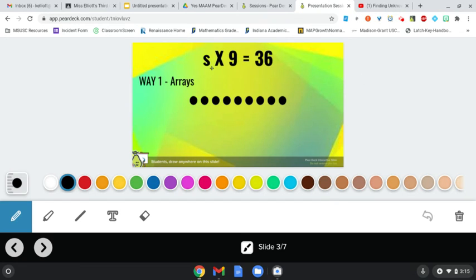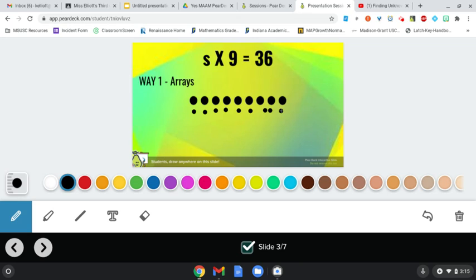So we have s times 9. You can see I changed the letter here. That doesn't change what that number is. I just changed the letter because we don't know what that number is yet, but we're going to keep finding it. So I have one row so far, and there are 9 in each one. And I need to figure out how many it's going to take to get to 36. So I have 9, 10, 11, 12, 13, 14, 15, 16, 17, 18.